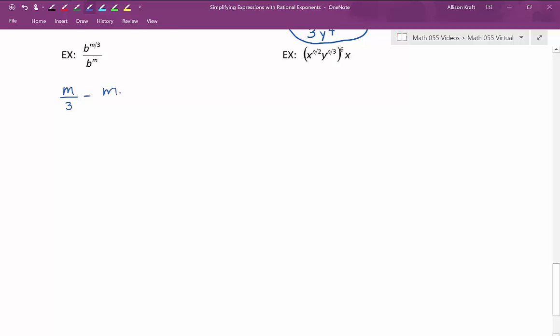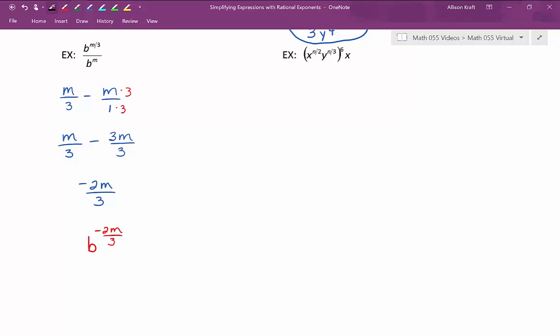It's going to be a little harder to have your calculator help you here. I would encourage you to just do the subtraction by hand. We'll get ourselves a common denominator of 3. So this second fraction becomes 3m over 3, because I had to multiply top and bottom by 3. 1m minus 3m gives us negative 2m over 3, so that's going to be our exponent. We get b to the negative 2m over 3.